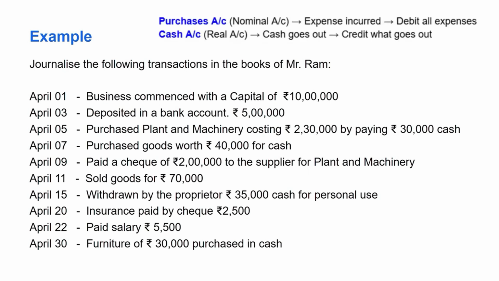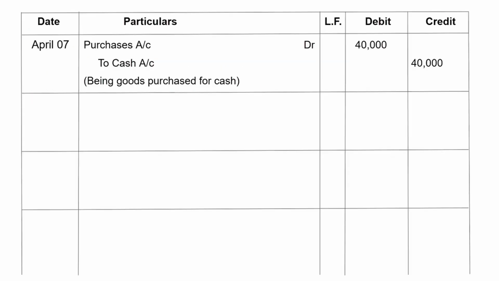Here the two accounts are purchase account and cash account. Purchase account is a nominal account, expenses incurred, so debit all expenses. And cash account, cash is real account, cash goes out. Credit what goes out. So we record it as April 7, purchase account debit 40,000 to cash account 40,000, being goods purchased for cash.